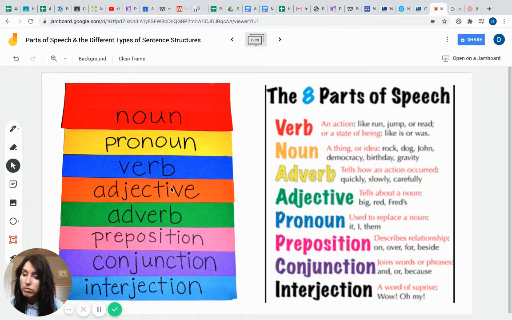What is an adjective? What did you say? Did you say that it describes a noun? Let's see if you're right. Yeah, it tells about a noun.